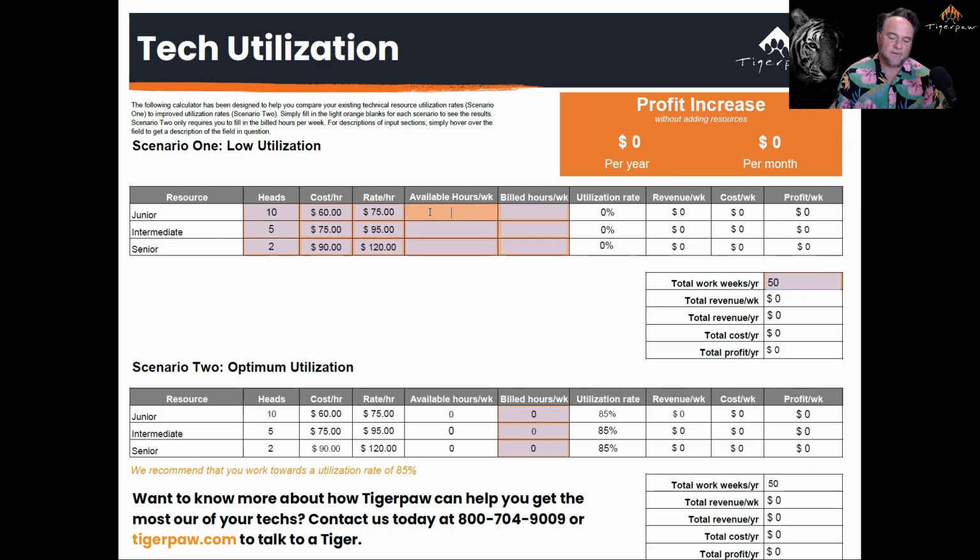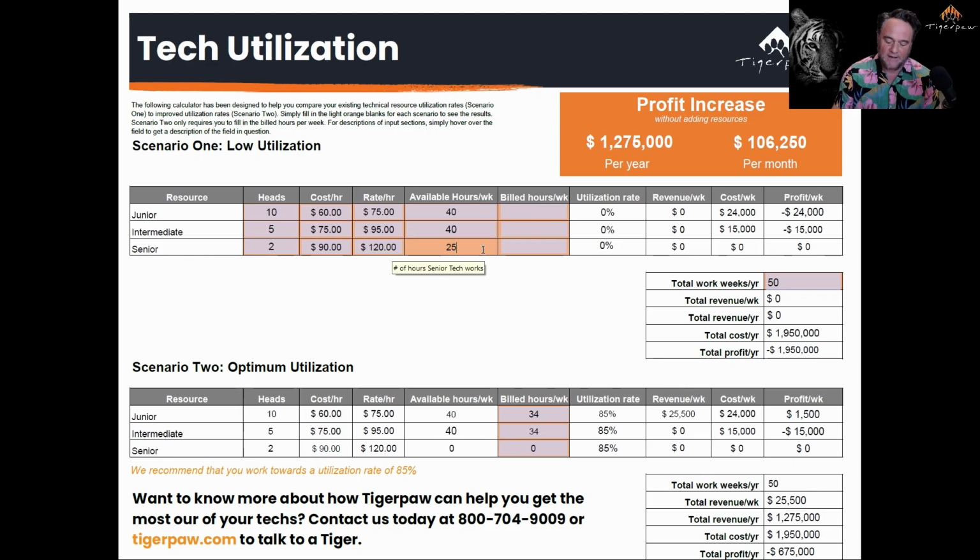Now the next thing is available hours for work. Typically that is obviously 40 hours, but it depends how you set that up. Some organizations do like to have a 39-hour work week, including the breaks, and we'll just go with 40 for these, but we'll say that for the senior technicians, that we have 35 available hours for those assets.